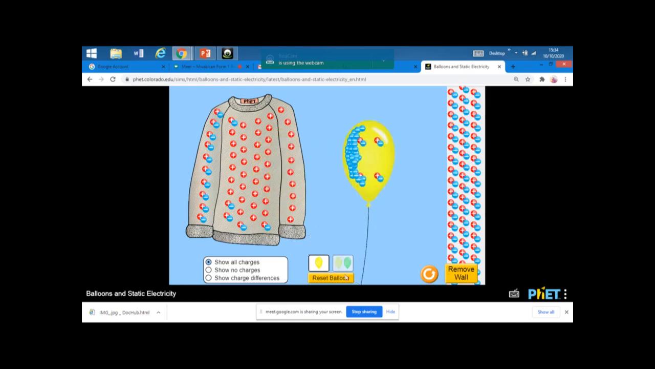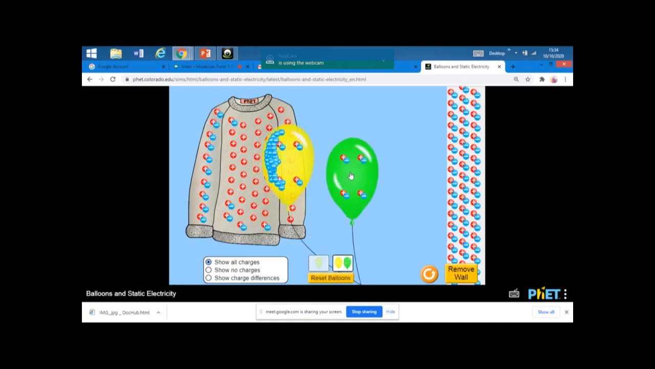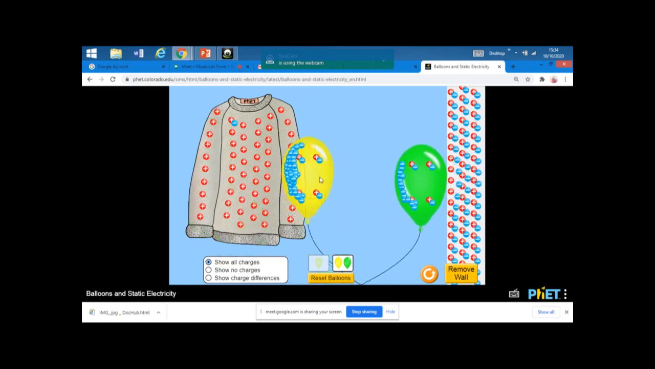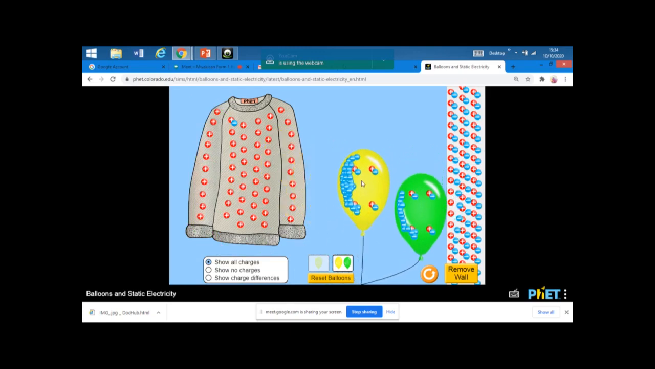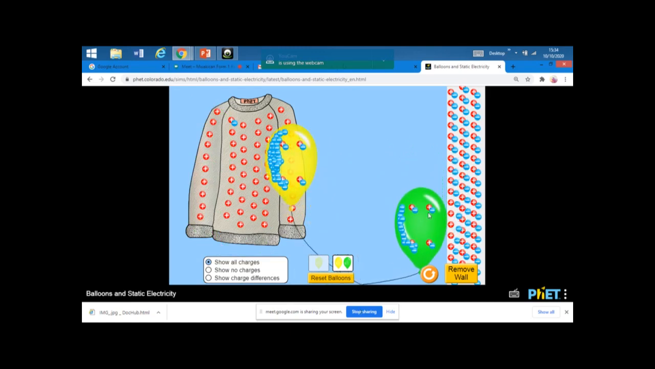Well, let me add one more balloon. Then, with my second balloon, I'm going to rub it against the sweater first, sorry. Then notice what happens when I bring it close to this other balloon. What happens with the balloons when they're close to each other? Look at that. They're repelling. Why are they repelling? Because they're both negatively charged.